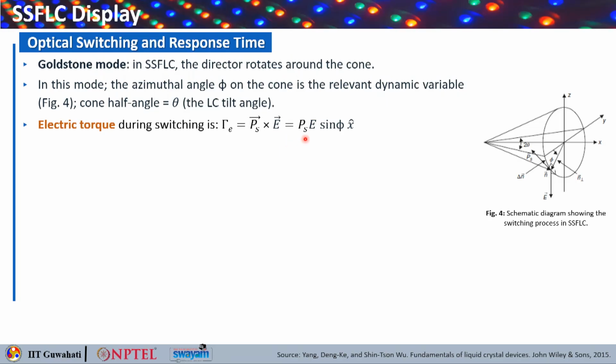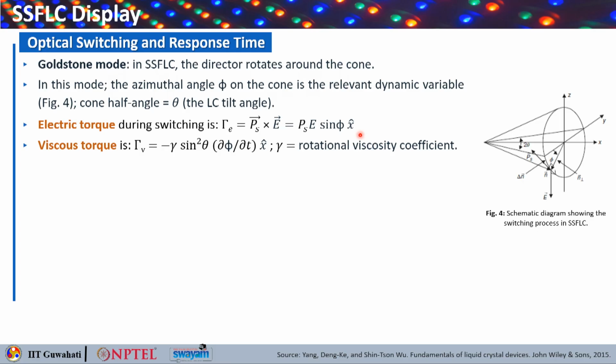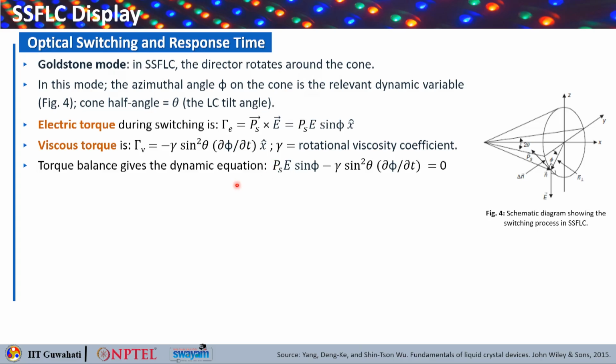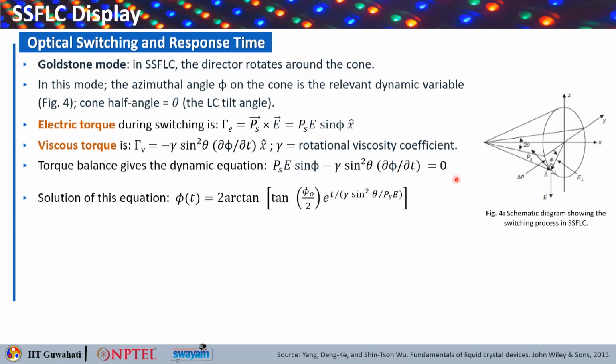So what is the electric torque during switching? You can calculate that as tau E equals PS cross E, which is basically PS E sin phi x cap. Viscous torque can be written as tau V equals minus gamma sin square theta dou phi by dou t x cap, where gamma is the rotational viscosity constant. Now the torque balance gives the dynamic equation: PS E sin phi minus gamma sin square theta times dou phi by dou t equals 0.